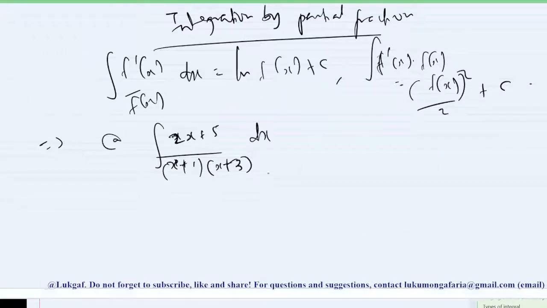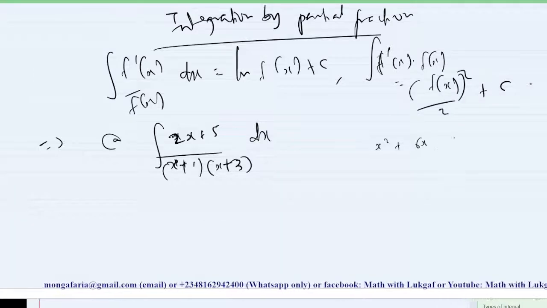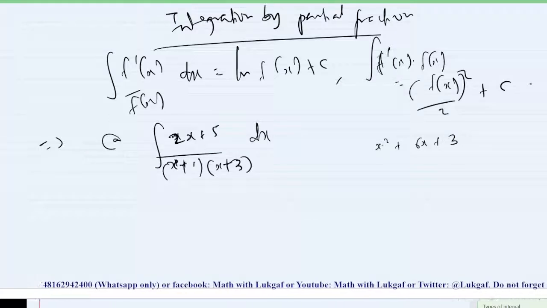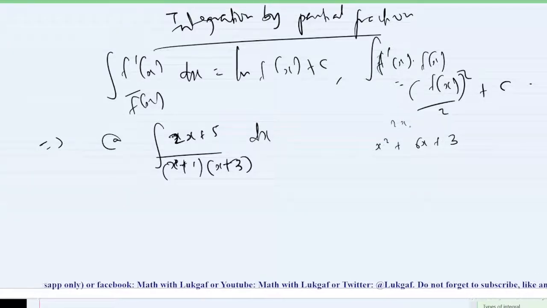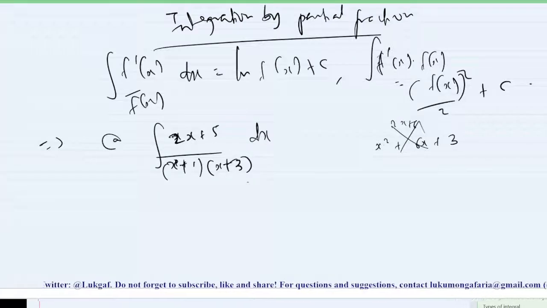Okay, we can try it. Your (x plus 1)(x plus 3) will give you what? x squared plus 4x plus 3. You understand now? If you differentiate this, you are going to have 2x plus 4, not 2x plus 5. So it is not possible, and you will see that this is an example of a partial fraction. You can resolve this into partial fractions.